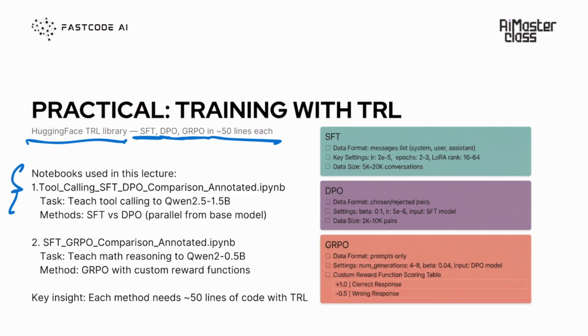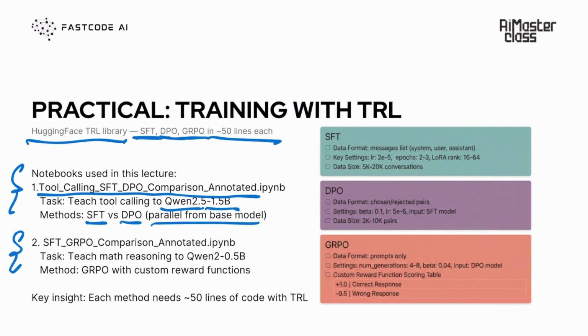And two notebooks we will use in this lecture. We will use the tool calling SFT DPO comparison, where we compare SFT with DPO on tool calling. The task is to teach tool calling to this Qwen 2.5 1.5 billion parameter model, where we use these two methods, SFT and DPO, in parallel from the base model. So we have a base model and then we fine tune it using SFT and DPO and see what happens.